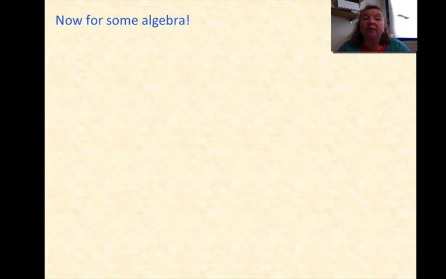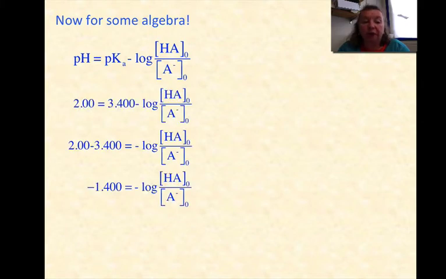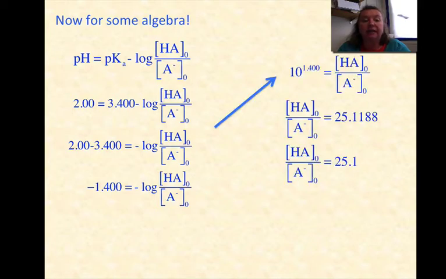So now we have some algebra. We have our pH equals pKa minus log of HA over A-. Substituting the pH and the pKa, we can do some rearrangement. So we have that negative 1.4 equals negative log of HA to A-. And now we can say 10 to the 1.400 is equal to the ratio of the HA to the A-. If we do the math, we get a ratio of HA to A- to be 25.1188. And with our friend 3 sig figs, our ratio is 25:1.